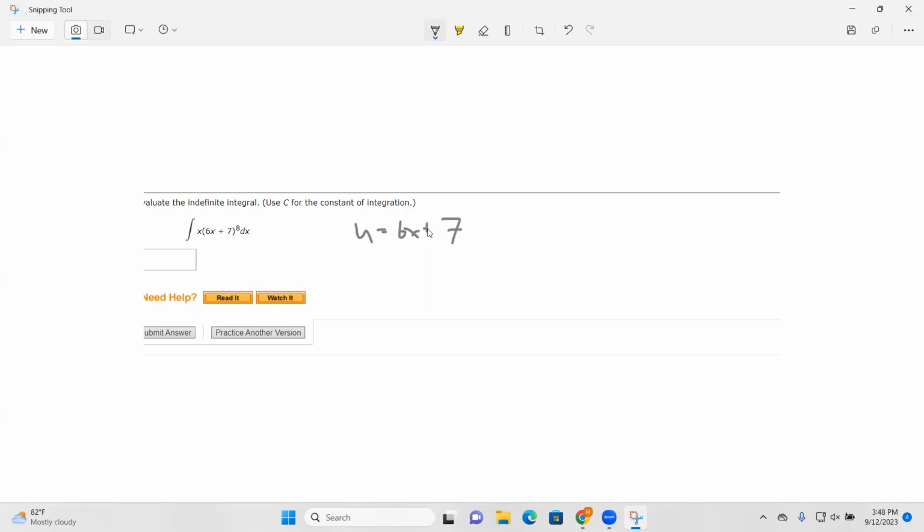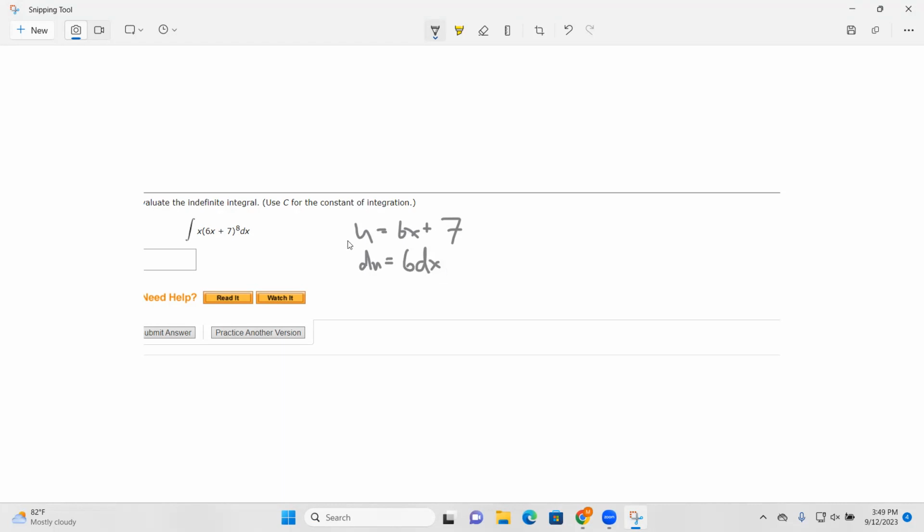Now, that's not the end of the world for a substitution in this situation, because assuming that u is equal to 6x plus 7, we could take the derivative of both sides, and we'd have du is equal to, well, 6x plus 7 has a derivative of 6, and then we just park on the dx to use that notation, which works so nicely with substitution.